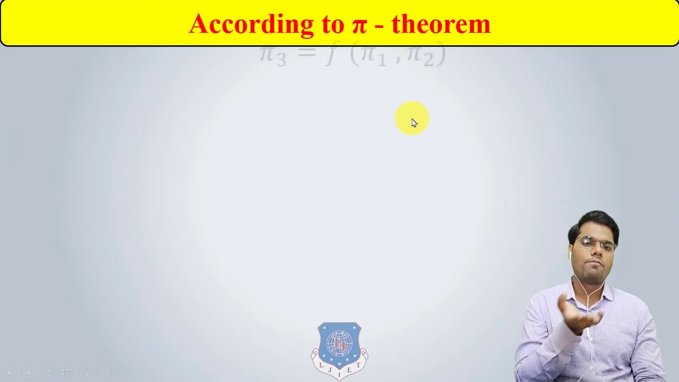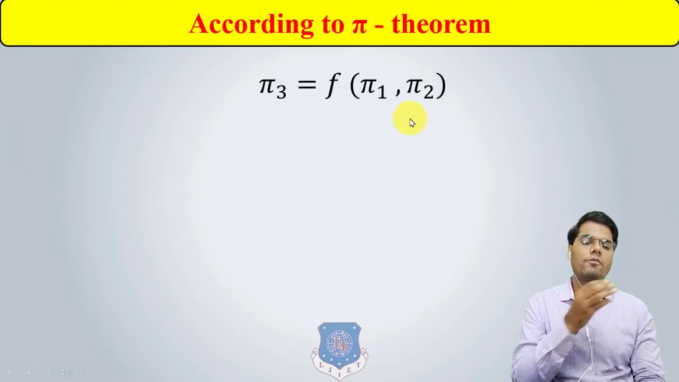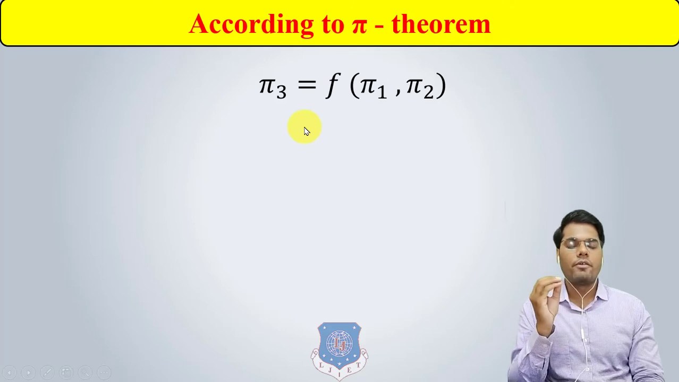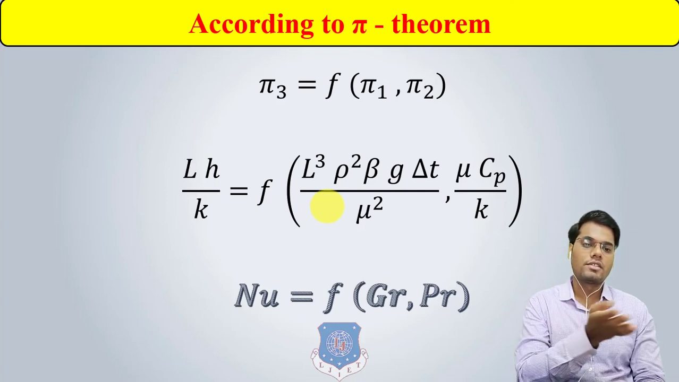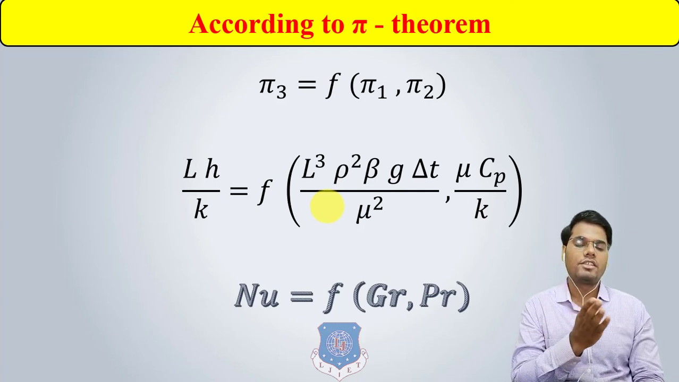Now according to the pi theorem, pi 1 is a function of pi 2 and pi 3, or pi 3 is a function of pi 1, pi 2, or pi 2 is a function of pi 1 and pi 3. So we can write Nusselt is a function of Grashof and Prandtl. We can also say Grashof is a function of Nusselt and Prandtl, or Prandtl is a function of Grashof and Nusselt.